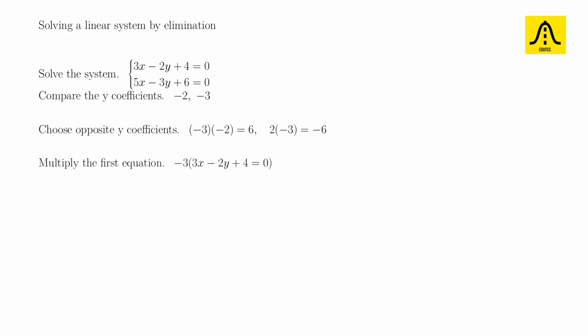Multiply every term in the first equation by -3. A common mistake is missing the constant term. After distributing, the first modified equation is ready.